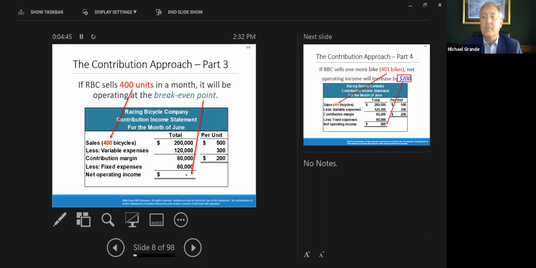Break-even point, by definition, is that level of sales where sales equals all expenses, where sales equals variable expenses plus fixed expenses, resulting in a net income of zero.